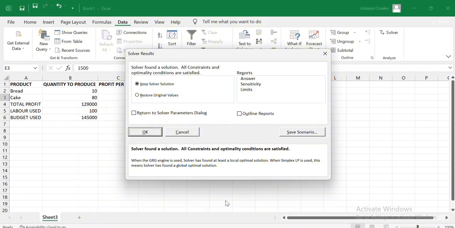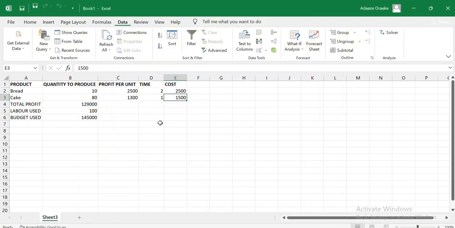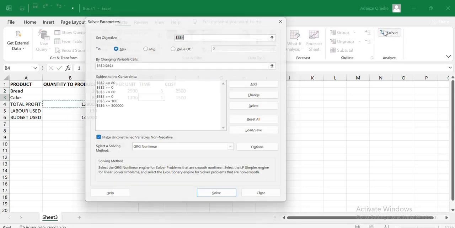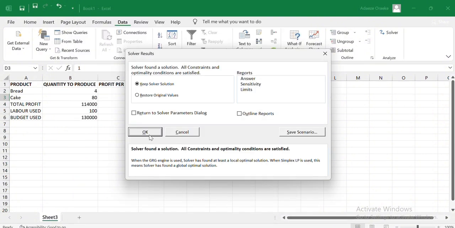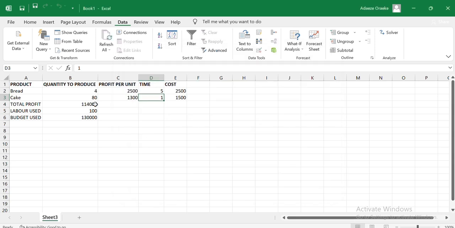You can also make changes. You can change the cost, you can change constraints, you can change different things depending on what scenario comes in, and allow Excel to solve it for you and tell you the best possible decision to take in order to improve your business. It's as simple as that. Excel will pick out the best answer for you.